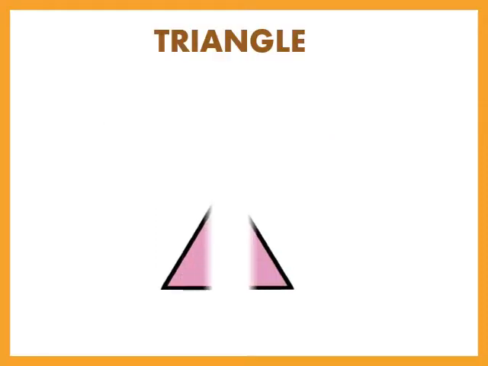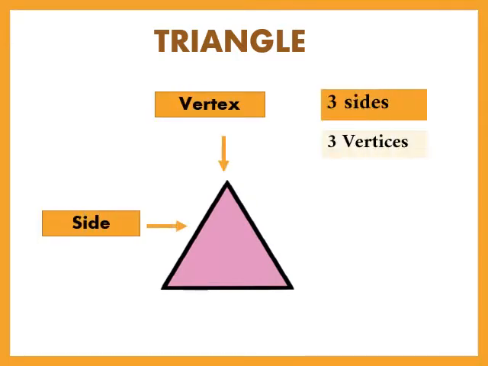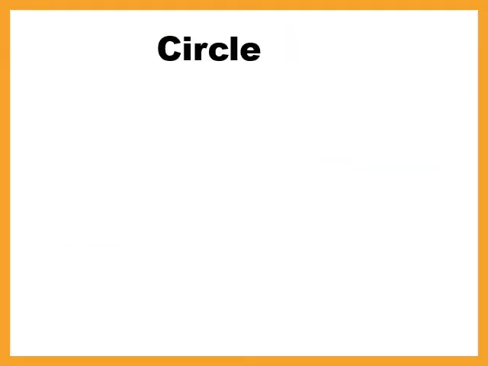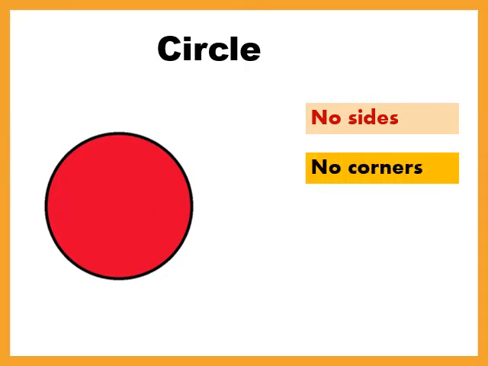This is a triangle. A triangle has 3 vertices and 3 sides. The examples of triangles are flag, pizza, etc. This is a circle. A circle has no sides and no corners.